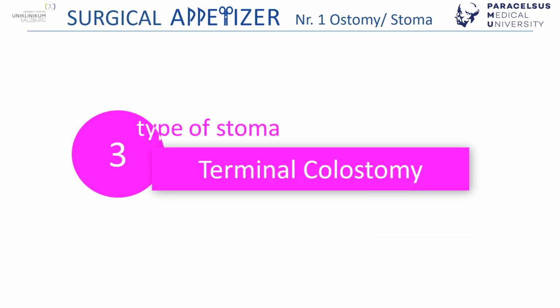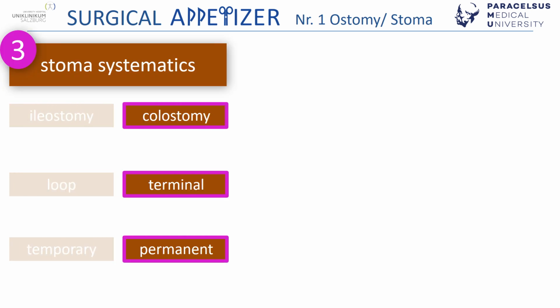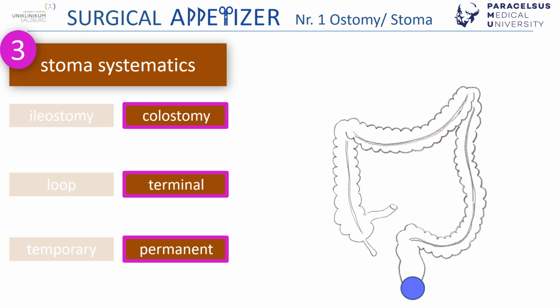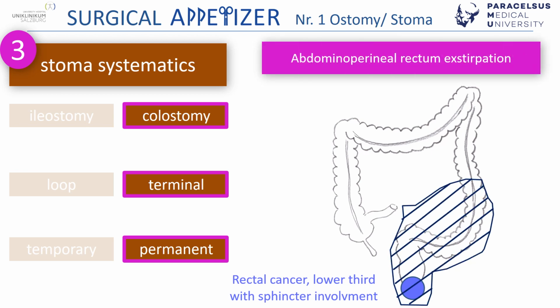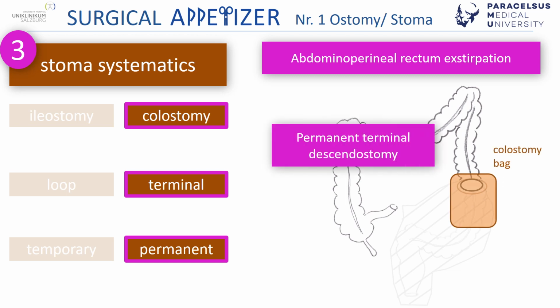Third example is the terminal colostomy. We look at the permanent terminal colostomy first. This type of stoma is required when a rectal cancer in the lower third of the rectum involves the anal sphincter and destroys it and cannot be removed from the sphincter. Then an abdominoperineal rectum extirpation is required, and then there is nothing where we can restore the colon continuity and preserve the continence function. So a terminal permanent descendostomy is created.